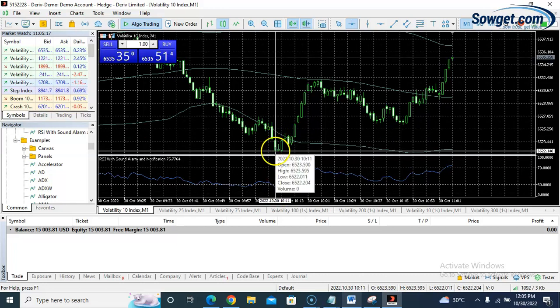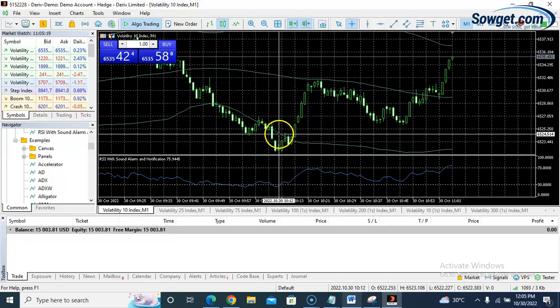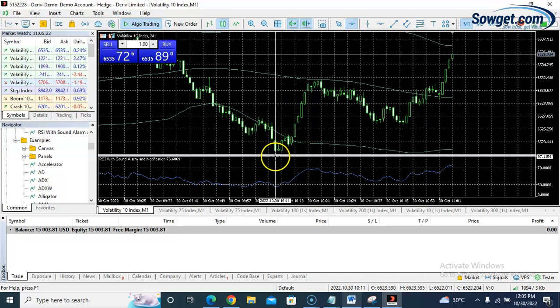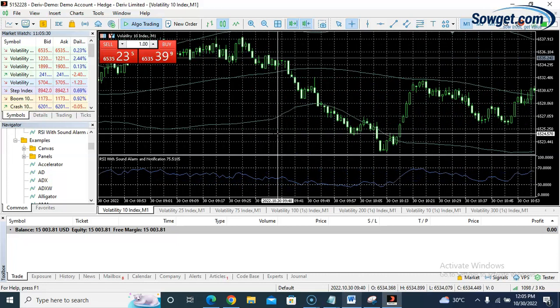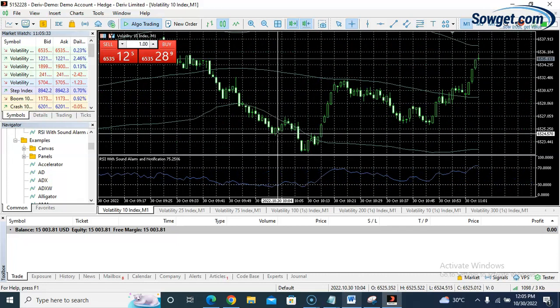So when you enter a trade here, you put your stop loss at the line, because once it reverses and goes towards the line, it means that the trend has changed. So that will just be your stop loss, so that you can always protect yourself. Always trade using a stop loss or take profit.